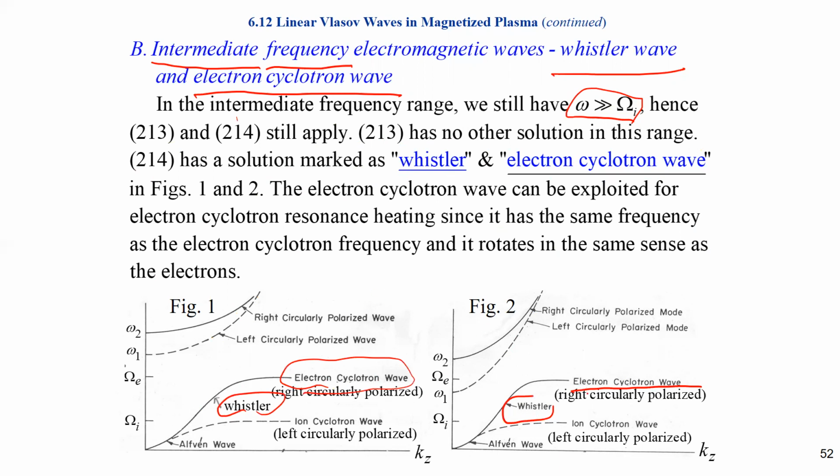Whistler, electron cyclotron wave. The electron cyclotron wave can be exploited for electron cyclotron resonance heating, since it has the same frequency as the electron cyclotron frequency, and it rotates in the same sense as the electrons. So it's related to electrons. How about the Whistler?